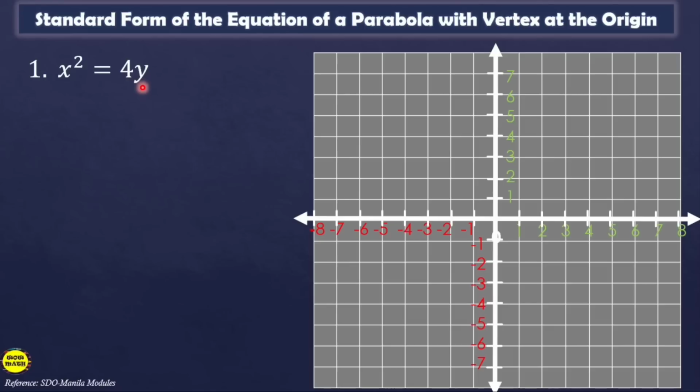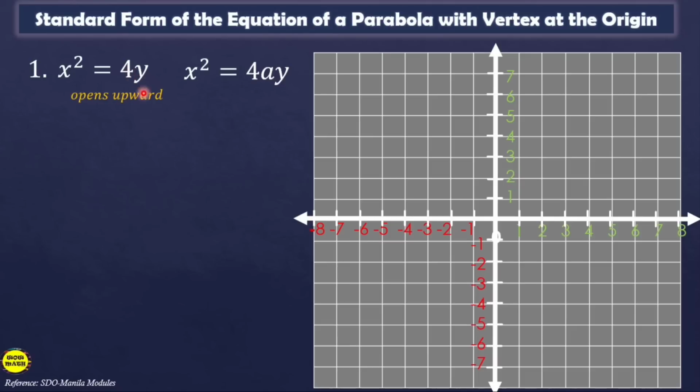Since dito, titingnan nyo class, y ang hindi naka-raise sa exponent. And then positive yung nandito. So, anong standard form kaya ng equation ng parabola na pinakita ko kanina? That is, x squared is equal to 4ay. So, kung y ito ang hindi naka-raise sa 2, ibig sabihin, yung graph natin dito ay opens upward. Since y yung hindi naka-raise sa 2, ibig sabihin yung orientation ng graph natin towards y-axis.